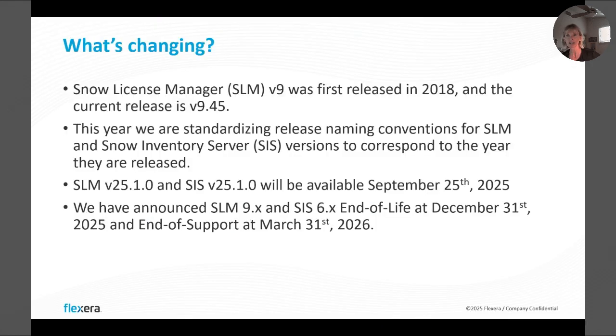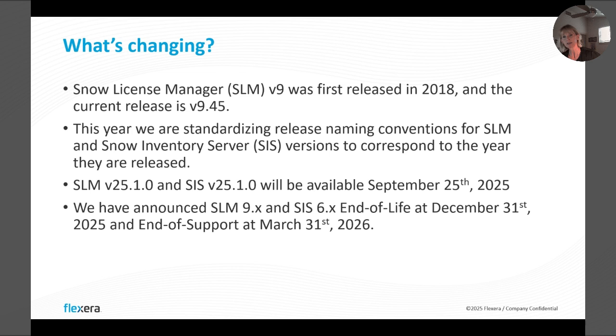So what's changing? We first released Snow License Manager in 2018, and since then we've had dozens of releases, and our current release is 9.45. What we're doing is we're standardizing our release naming conventions to the year that the release happens. So we're starting that in 2025 with version 25.1.0 of Snow License Manager and Snow Inventory Server, and that will be available in September of 2025.